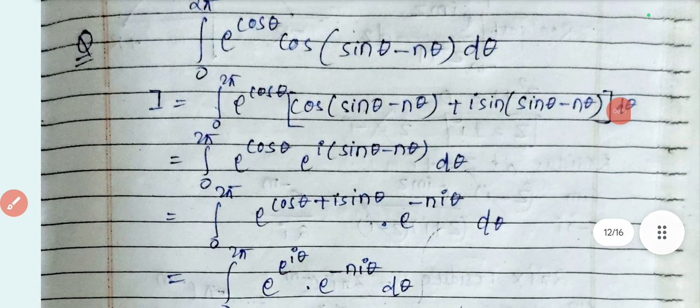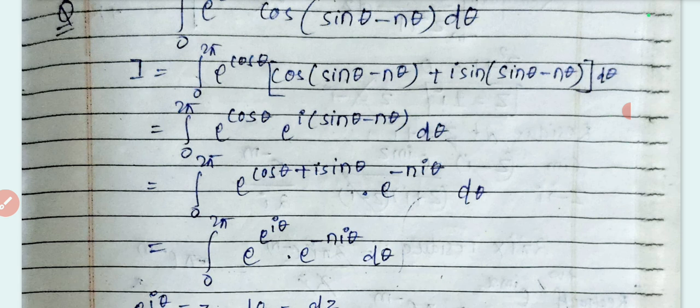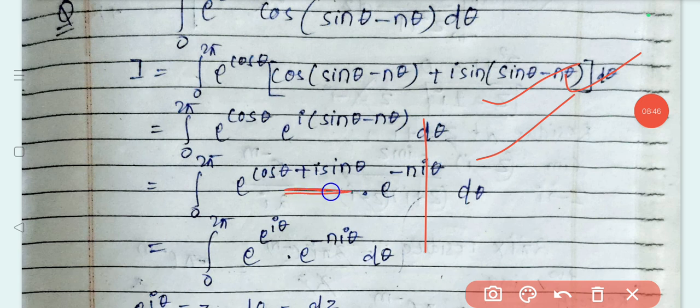Then take another question. Integrate 0 to 2 pi e to the power cos theta, cos (sin theta minus n theta) d theta. Take cos (sin theta minus n theta) plus i sin (sin theta minus n theta). This is e to the power i (sin theta minus n theta). Then solve the equation. e to the power (cos theta plus i sin theta) times e to the power minus n i theta.